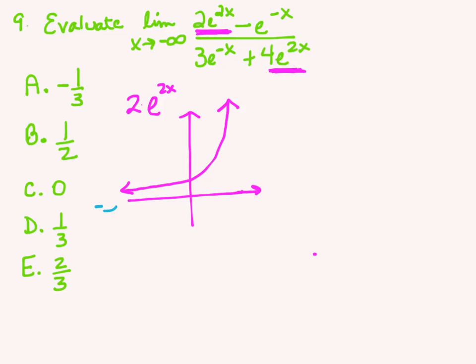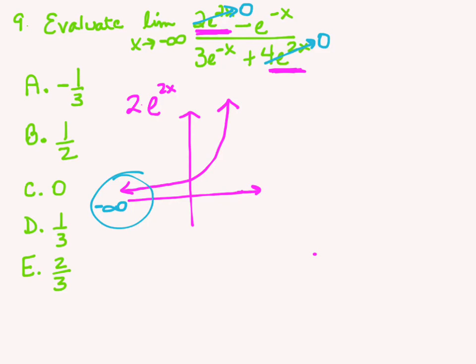As x is out here at negative infinity, the graph is going to be going to 0. And that's the part we're interested in. Remember, our original limit asked for x at negative infinity. And so 2e to the 2x is going to become 0. And 4e to the 2x is also going to become 0. As x goes to negative infinity, both of those terms are going to approach 0.